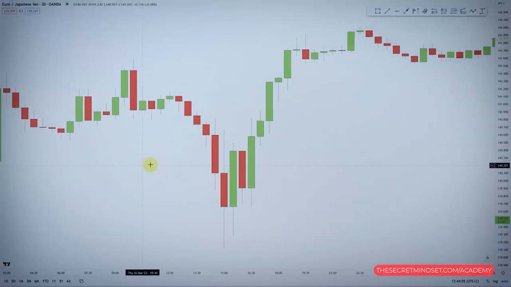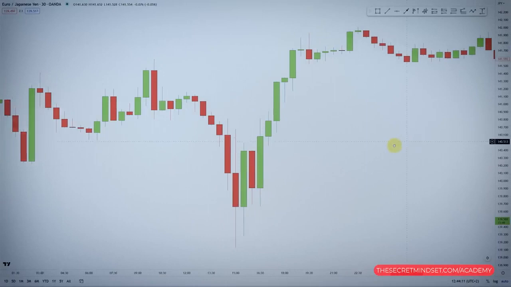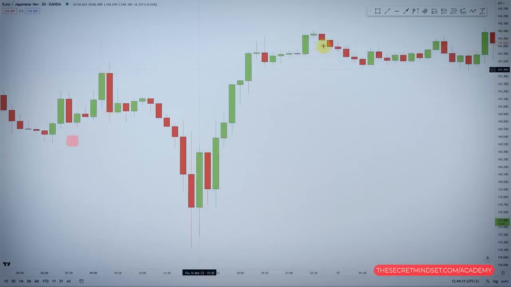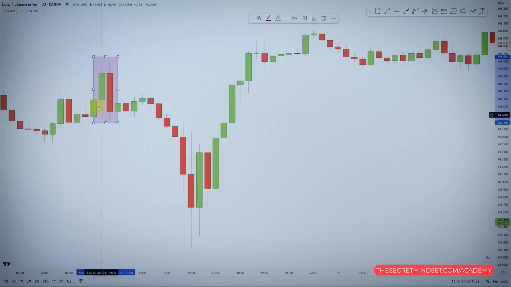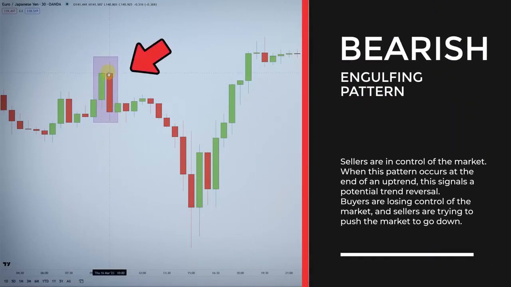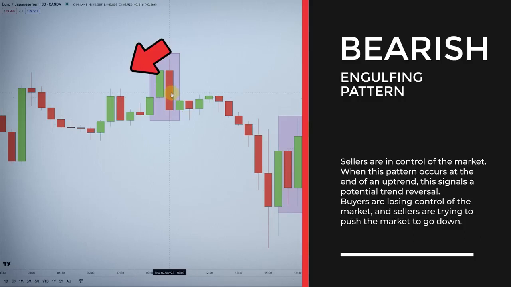From the multitude of candlestick patterns, you should pay closer attention to engulfing candles. This candlestick formation consists of two bodies, the first body being smaller than the second one. In other words, the second body engulfs the previous one. In the case of a bearish engulfing bar, this pattern tells us that sellers are in control of the market. When this pattern occurs at the end of an uptrend, this indicates that buyers are engulfed by sellers, which signals a potential trend reversal. Buyers are losing control of the market, and sellers are trying to push the market to go down.